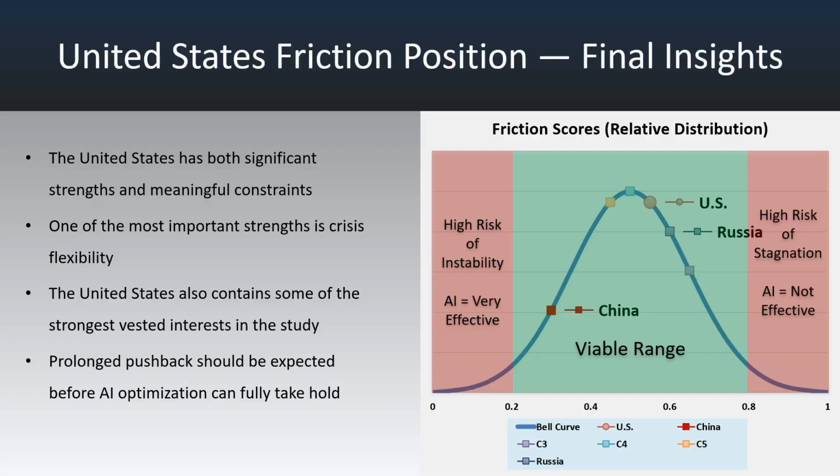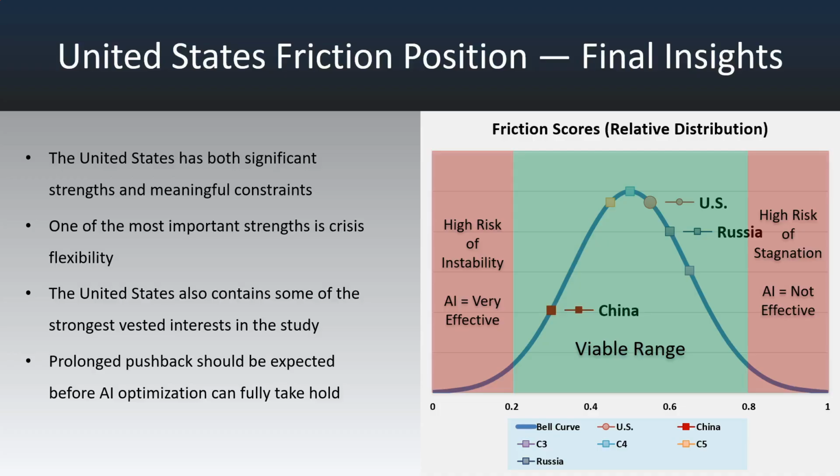United States friction position, final insights. The friction matrix shows that the United States has both significant strengths and meaningful constraints when it comes to adopting AI and automation. Some parts of the system can move very quickly, while others contain powerful structural breaks.